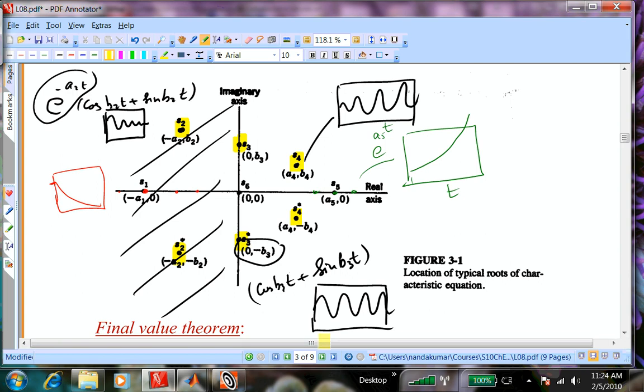You don't have an eigenvalue that occurs only with a positive imaginary value or a negative imaginary value. If the coefficients of your differential equation are all real, then the eigenvalues must occur in pairs. So if you have plus b3, there must be a minus b3. They go together, and when you write the solution it looks like this. So this graph is actually for the pair. Okay? That's your question.